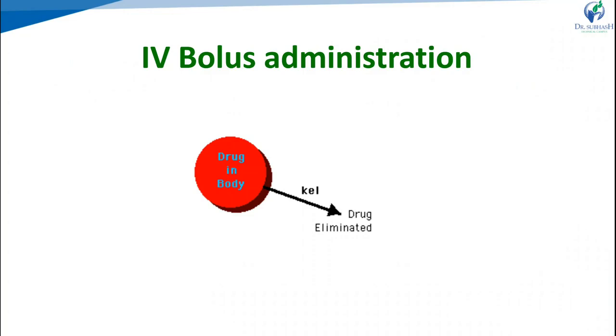When the drug distributes rapidly in the body after a rapid IV injection, complete distribution throughout the body takes place within 1 to 3 minutes, and at that time the rate of absorption is negligible. We are not considering the absorption process; it goes directly to elimination. So the drug directly enters the body, is distributed, and then goes for the elimination process.